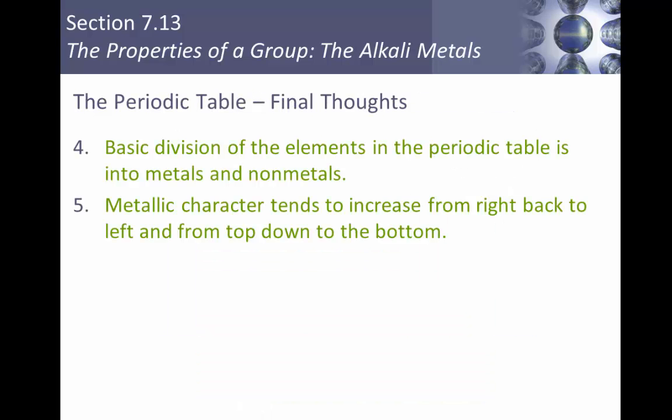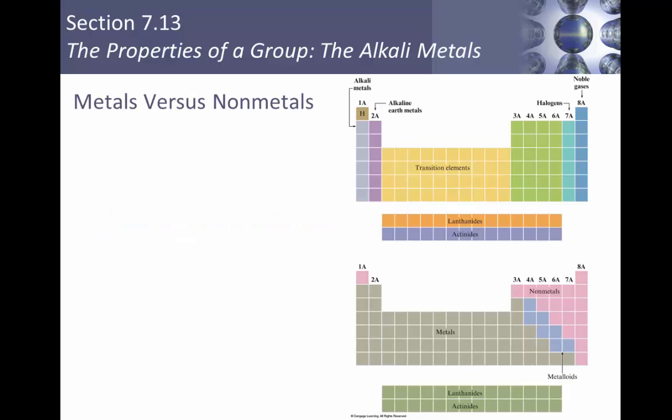Okay, so the basic division on the table is that we have metals on the left and nonmetals on the right, and that metallic character tends to increase from right back to left and from top down to bottom. Okay, and here's a visual showing the breakdown of the metals, the nonmetals, and then the metalloids, which are elements that have properties of both metals and nonmetals.